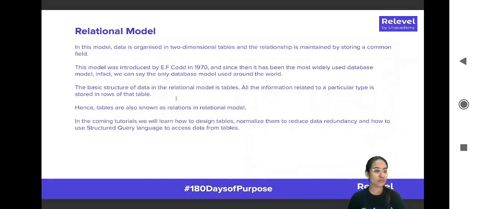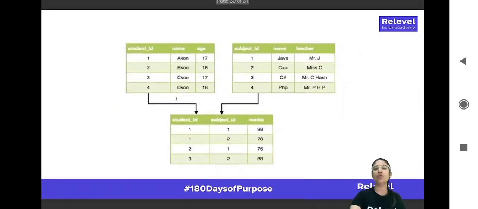In the coming sessions, we will learn, in a relational model, how we design the tables, how we normalize them, which is used to reduce redundancy, and how to use query languages to access the data from these tables. So in this course, we are going to use a relational model itself, which I told you is the most popularly used, and it will look something like this.